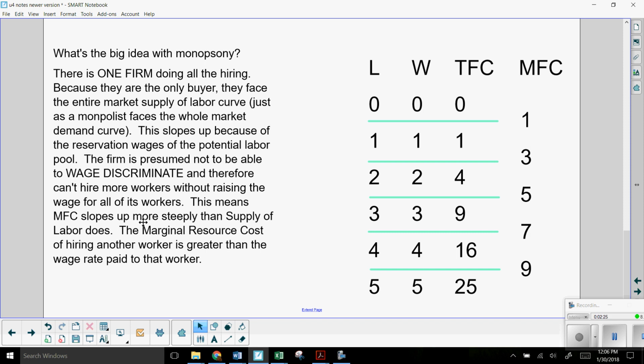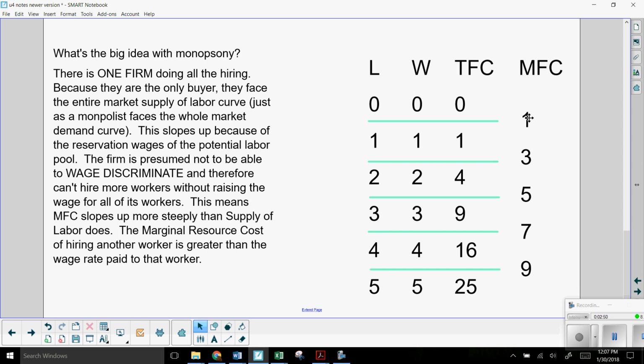Okay, and once again, we'll reiterate the idea that the firm cannot wage discriminate. So here's this column, total factor cost. How would I generate this one? If I hired 5 units of labor at $5 a piece, it would cost me $25 in total labor cost. And on the far right-hand column, I've plotted, right in between the values of L, what marginal factor cost would be.